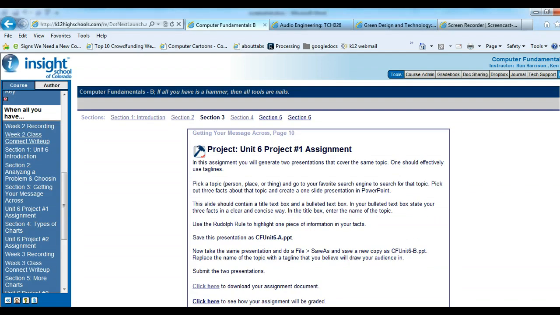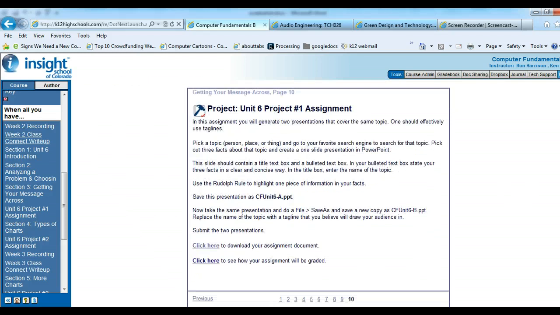Now this all applies to this assignment. And in this assignment, you're going to create two one-slide presentations. One's going to be a boring one, and then one's going to have a good tagline. So first thing you do is pick a topic. So maybe your topic is going to be Grand Junction. Then you go to a search engine and you search for that topic and find three facts about that topic and make a one-slide presentation.